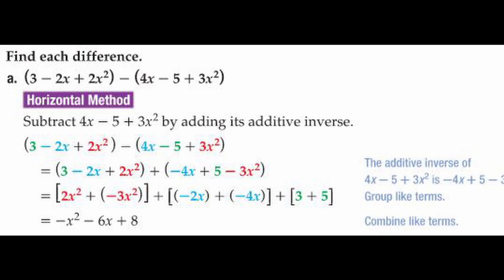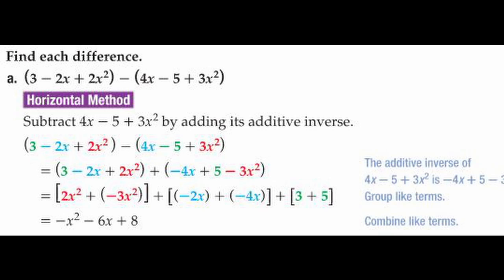After that, you just add it like before. So again, change the minus to a plus, change all the signs in the parentheses, and then just combine like terms. We're going to start with the highest degree. From the first parentheses on the second colored line, we have 2x squared in red. And over on the right side in the second parentheses, we have negative 3x squared. So we're going to group them together.